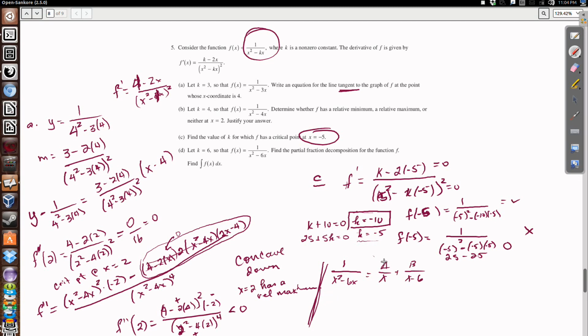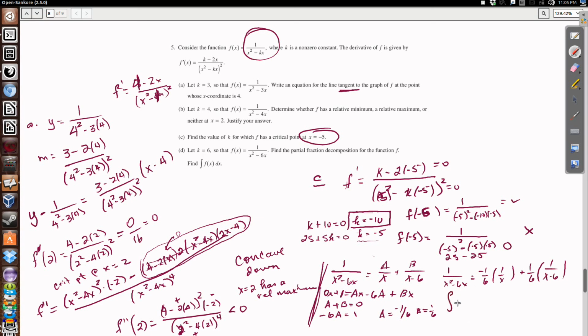So I end up with a times this x minus 6 term that it's missing. So I'm going to have ax minus 6a. And over here, b is missing the x term, so that's going to be bx. And over here, I've got a constant of 1. I don't have any x's. So I end up with a plus b has to be 0, and negative 6a has to be 1. So a is negative 1/6, and b equals 1/6. So what I've got here is 1 over x squared minus 6x is really equal to negative 1/6 of 1 over x plus 1/6 of 1 over x minus 6. And so this is what I'm going to end up integrating.